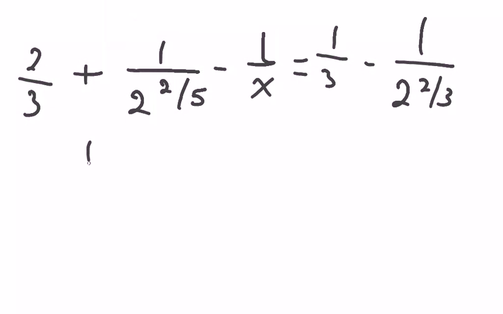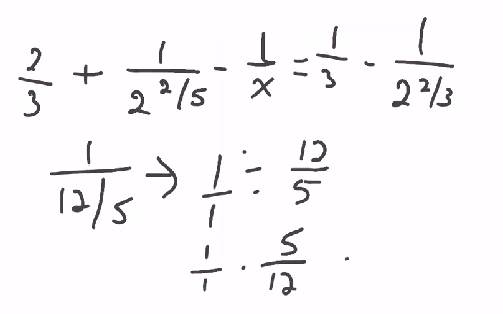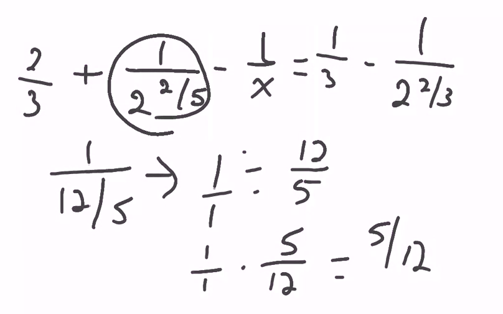Now, what happens is we have 1 over 12/5. Well, remember that fractions mean divide. So this is 1 divided by 12/5. Now remember, we don't actually divide, we multiply. But we flip the second one. And so if I multiply 1 times 5/12, I get 5/12. So I can actually rewrite this as 5/12.